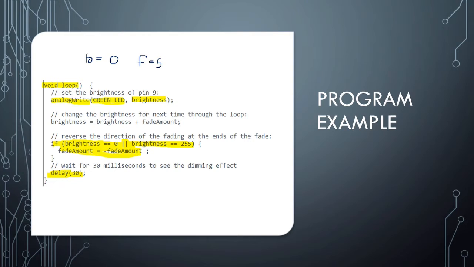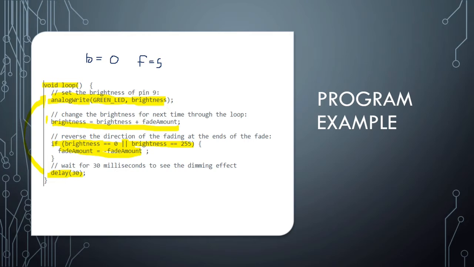And so this will keep looping. We'll keep setting the pin to the brightness, right? That's what our analog write command is doing again and again. So it's setting the brightness. We are adding 5 to the brightness. If we haven't reached our limit, we're going to wait 30 milliseconds, and then we're going to keep going. So we're going to then set the brightness to 5, add 5 to it, which would be 10.